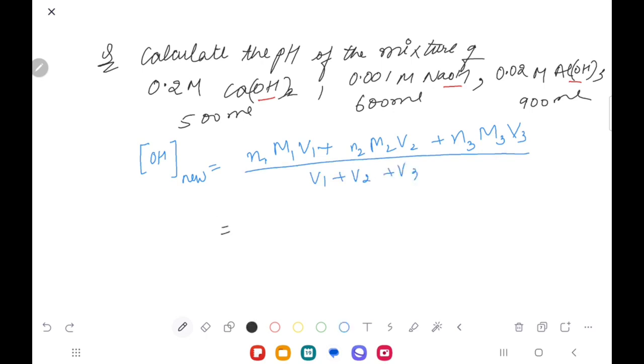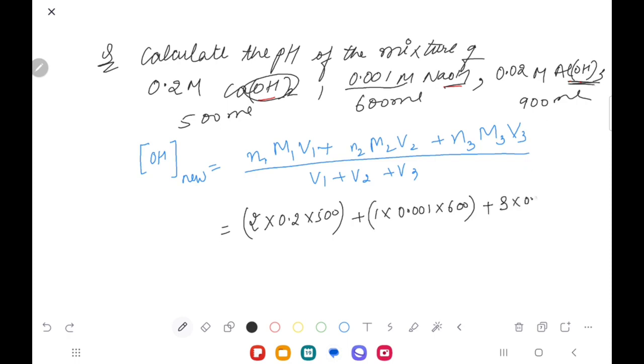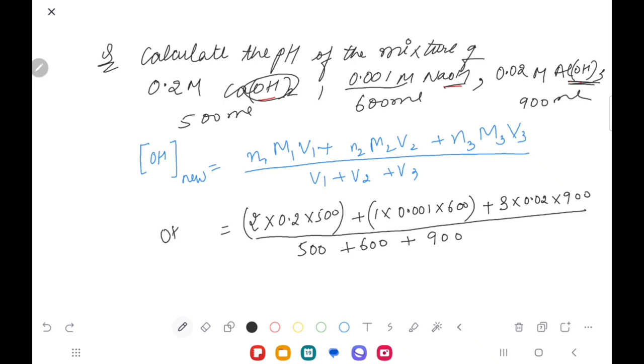So what is N1? My first base is Ca(OH)2 whose N1 is 2. M1 is 0.2 and volume is 500. Plus N2 is going to be 1. Molarity is going to be 0.001 and volume is going to be 600. N3 is going to be 3. Molarity is going to be 0.02 and volume is going to be 900, divided by 500 plus 600 plus 900. Am I right? And this is going to be OH new.